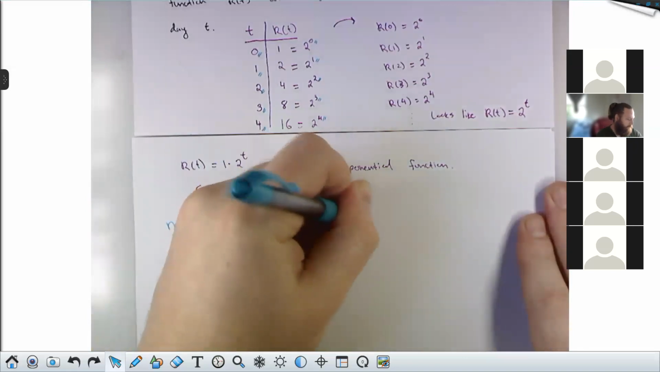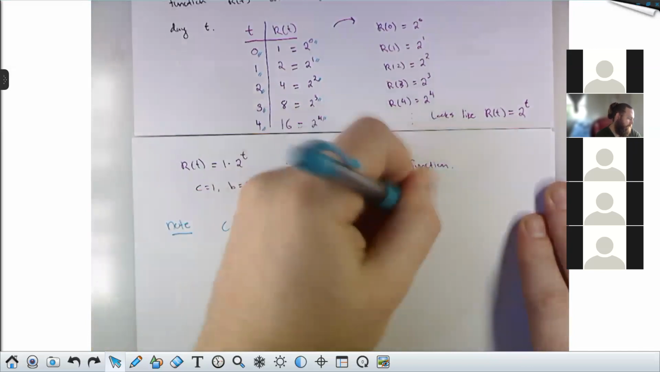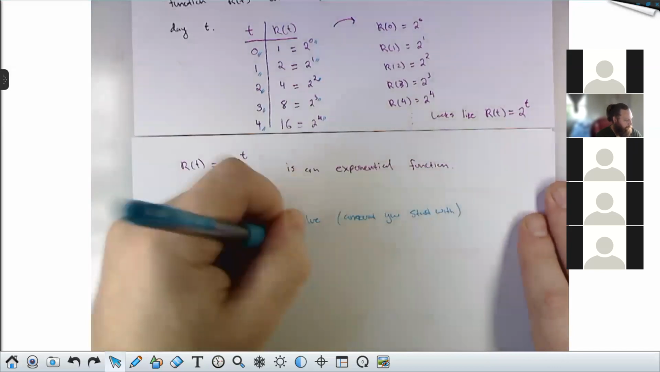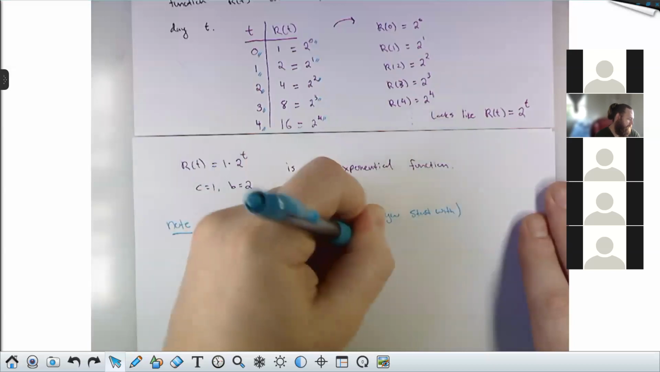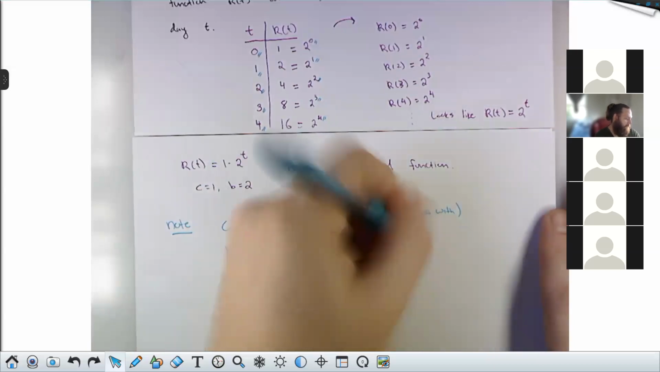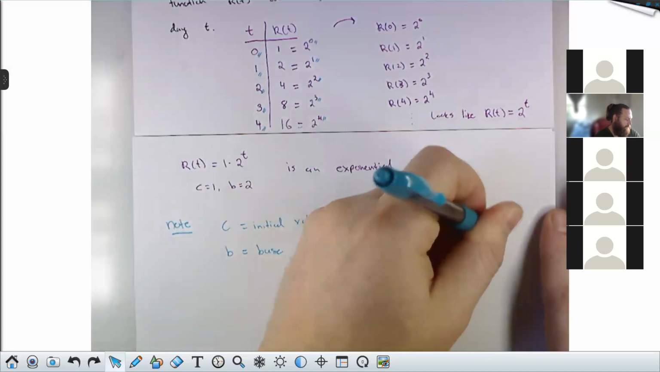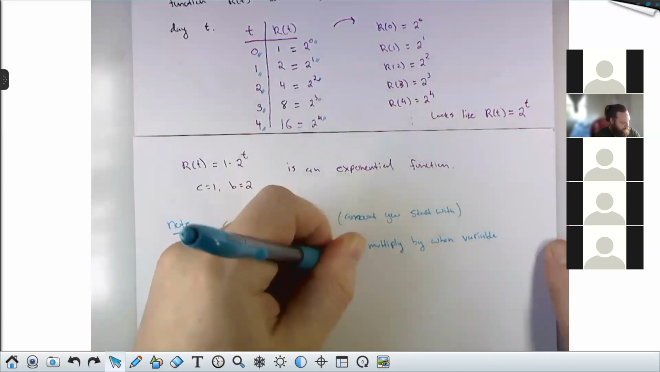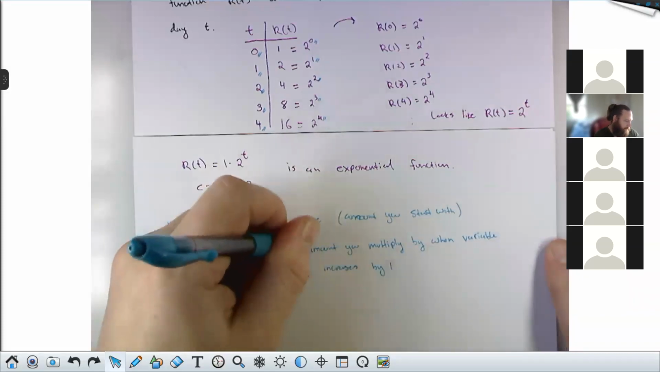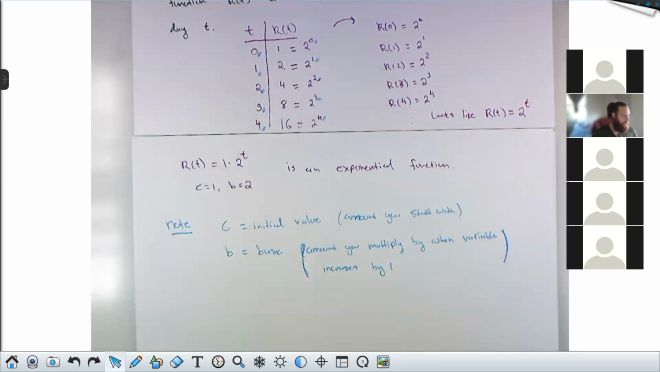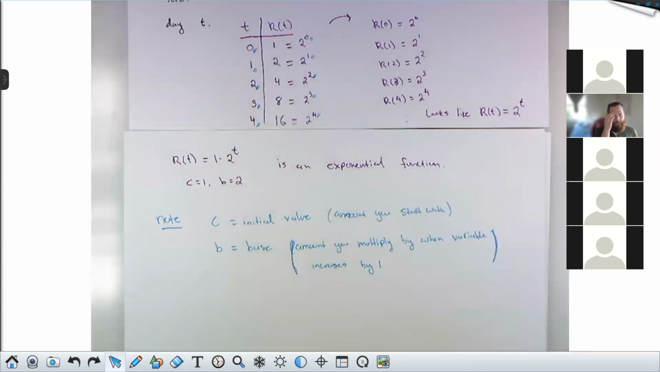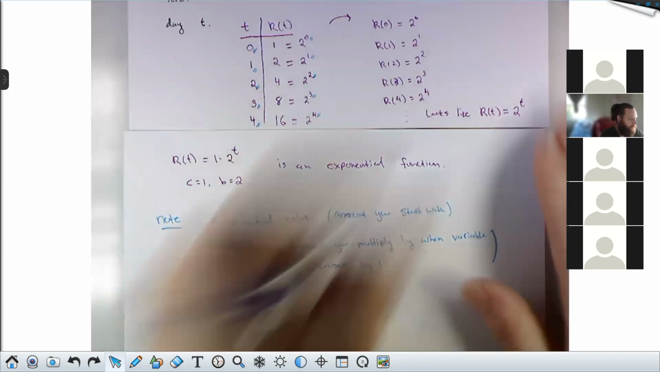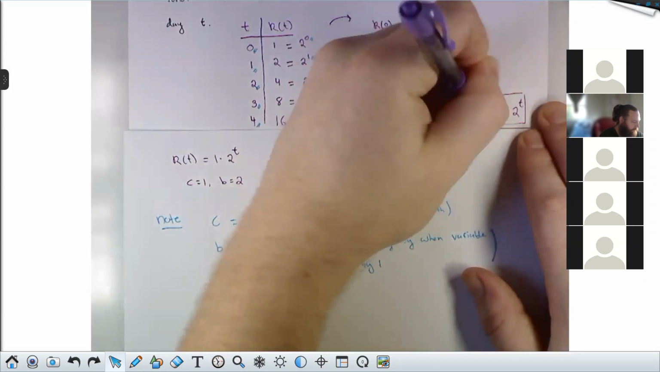The initial value is, like I said, the amount you start with. And the base, this is the amount you multiply by when the variable increases by one. So like in our rabbit example, the base came out to be two precisely because the number of rabbits doubles or gets multiplied by two every day, every time t goes up by one. This was our final answer for that example.